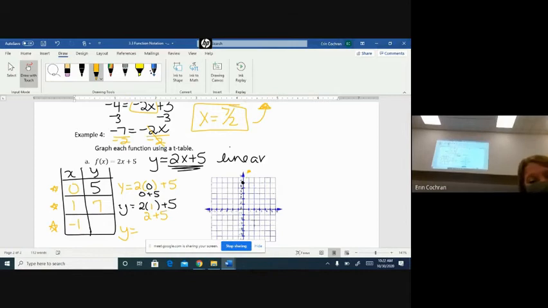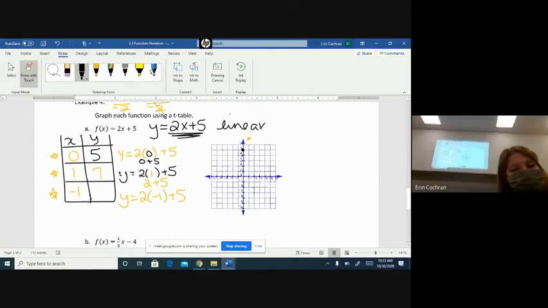All right, so 2 times -1 plus 5. So what's 2 times -1? -2, and what's -2 plus 5? 3. That makes more sense, doesn't it? Because now it's in my graph. So how do I graph -1, 3? Left 1 and up 3. There you go. Now, can you draw a line? Yep. Make sure we always have arrows. Why do we have to have arrows on our lines? Because it's going to keep on going. It's continuous, right? Nonstop.